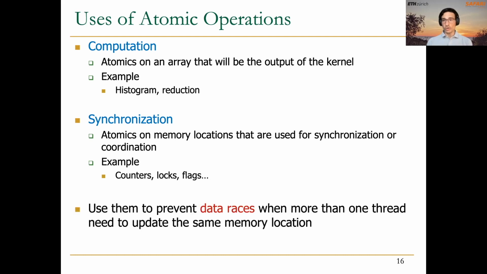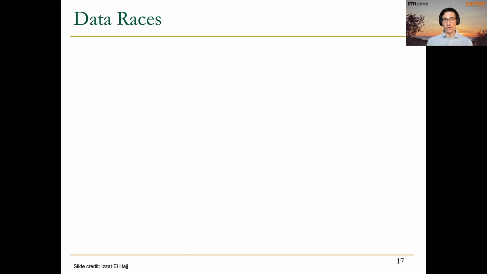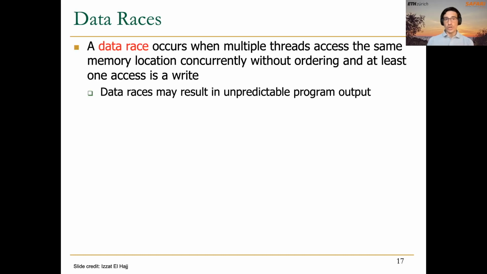Atomic operations are important for having a functionally correct program, because they are used to prevent data races that may happen when more than one thread needs to update the same memory location. I'm pretty sure that most of you are familiar with data races, but let's very briefly remind everyone what they are. A data race occurs when multiple threads access the same memory location concurrently without ordering, and at least one access is a write. These data races may result in unpredictable program output.